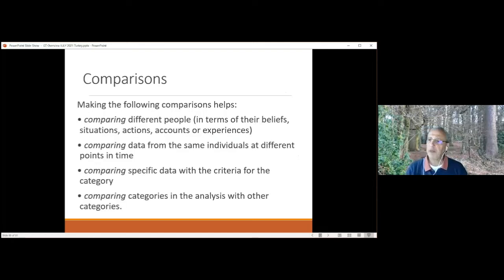You compare different people. What do they say? How do they differ? How does this bit of data compare with the other? Are they saying the same thing? Often, if you do your third or fourth interview, you start to say, oh, there's something come up in this interview. I think it came up in interview one and I missed that. I better go back. So you're constantly going round to do this constant comparison.